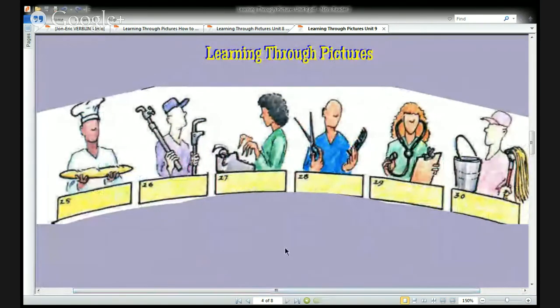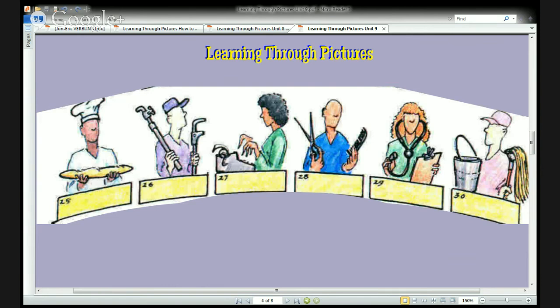What about on the far left, Giuseppe? What do you think that guy does on the far left? Bakery. Bakery is the place. What's the person? Baker. You're right. So number 25 is a baker. B-A-K-E-R. Baker. And what about to his right, Yuki?